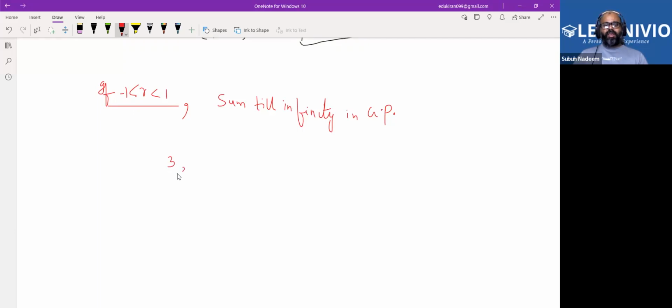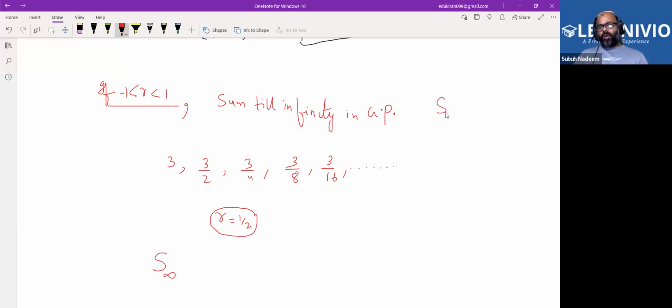For example, 3 is there, and then there is 3 by 2, then 3 by 4, 3 by 8, 3 by 16, and so on. If you see this series, the common ratio is half. If you divide the second term by the first term, you will get half. Or you divide the third term by the second term, you will get half. So if you go till infinity, you can find its sum, because this value will keep on decreasing and after some time its contribution will be 0. So sum till infinity can be found out from this series.